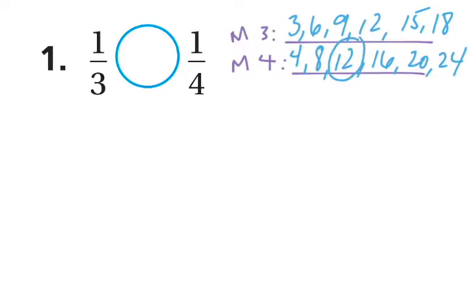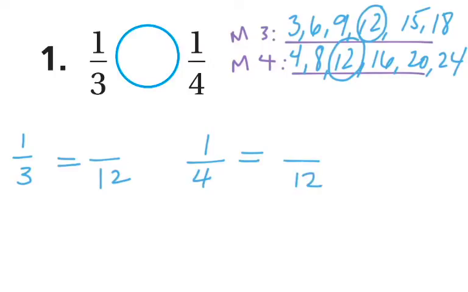The smallest multiple they have in common is 12. Therefore, I want 1/3 to be an equivalent fraction with a denominator of 12, and I want 1/4 to be an equivalent fraction with a denominator of 12. So 3 times what equals 12? 3 times 4 equals 12. So I'm going to multiply the 1 times 4, which gives me 4/12. Now I need to make 1/4 into some 12ths. So 4 times what equals 12? 4 times 3. Therefore, I'm going to multiply the 1 times 3.